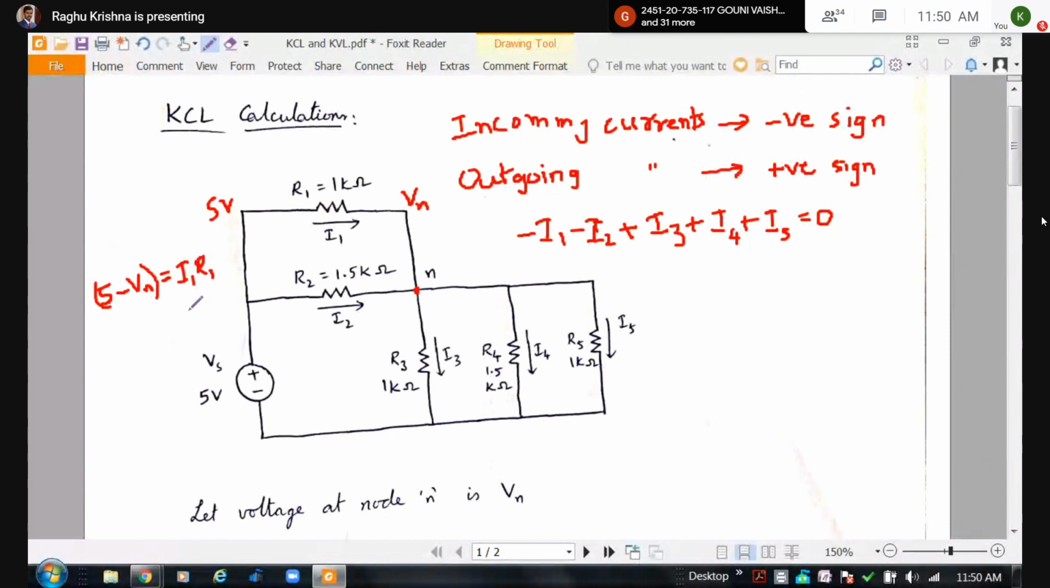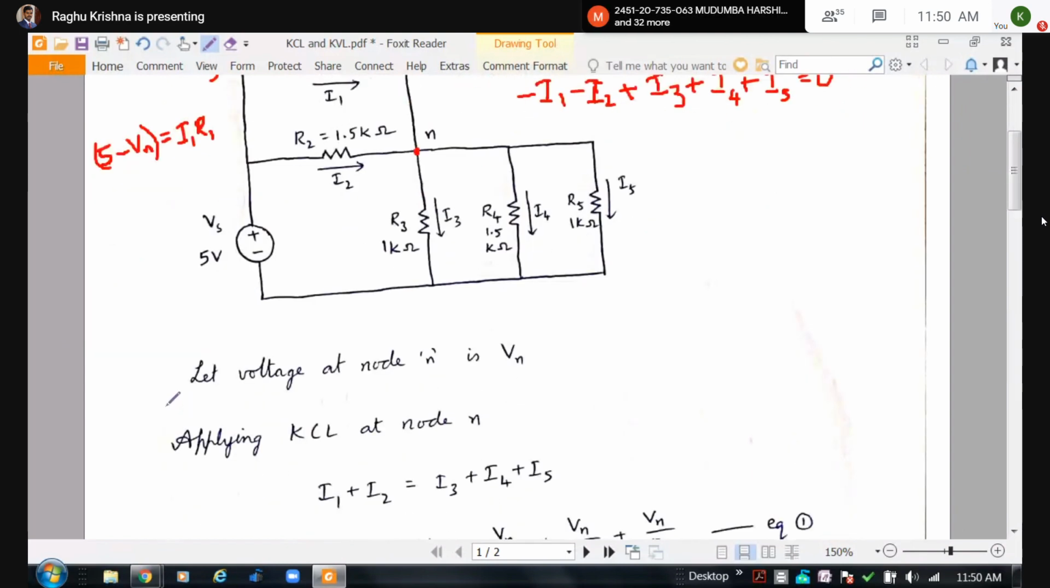The potential difference between the two ends of a resistor is equal to current into resistance. That means the current flowing through the resistor R1 is I1, so I1 into R1, as per Ohm's law. Now I1 can be written as 5 minus Vn by R1. So I1 is equal to 5 minus Vn by R1.